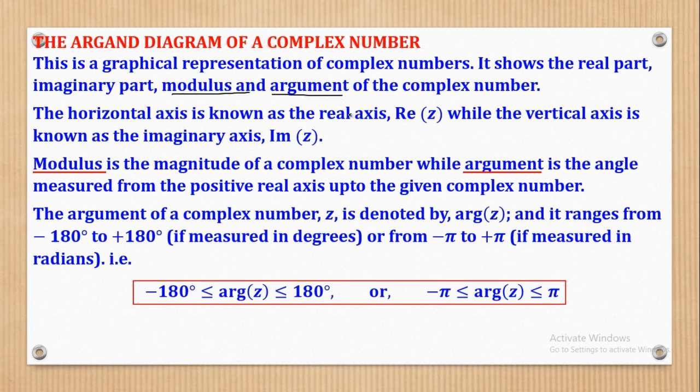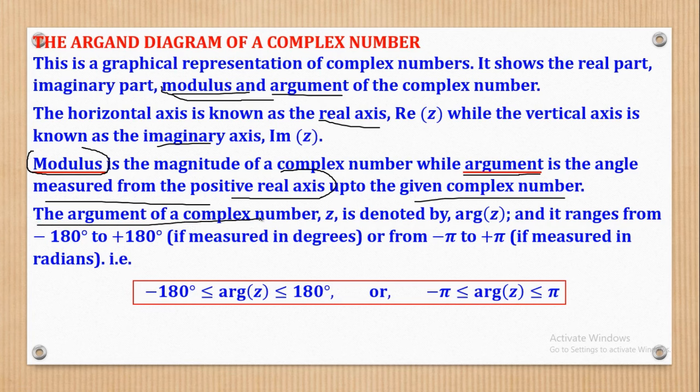Now we have talked about the modulus and argument. So what are these ones? The good thing, we already know what real means and what imaginary means, but these two we don't know them yet. So modulus, if it was vectors, modulus would mean magnitude of a vector. In the same way, modulus of a complex number means magnitude of a complex number. Then argument, if it was vectors, it would mean the direction of the vector or the angle it makes with the horizontal. So here still, argument of a complex number is the angle measured from the positive real axis up to the given complex number.